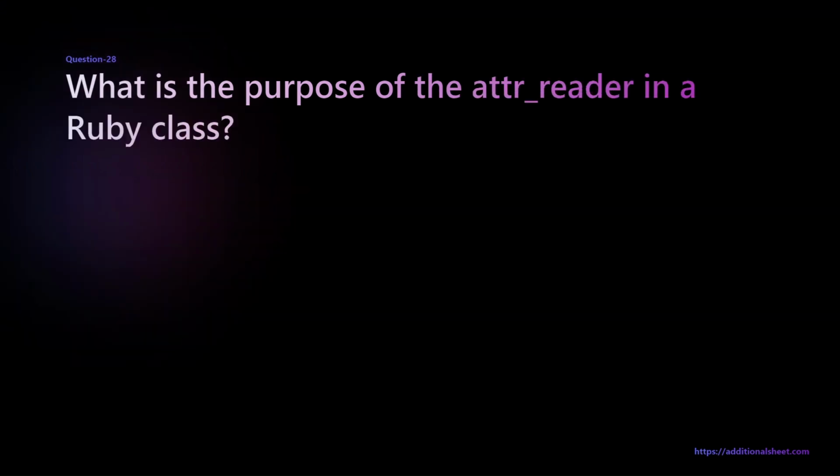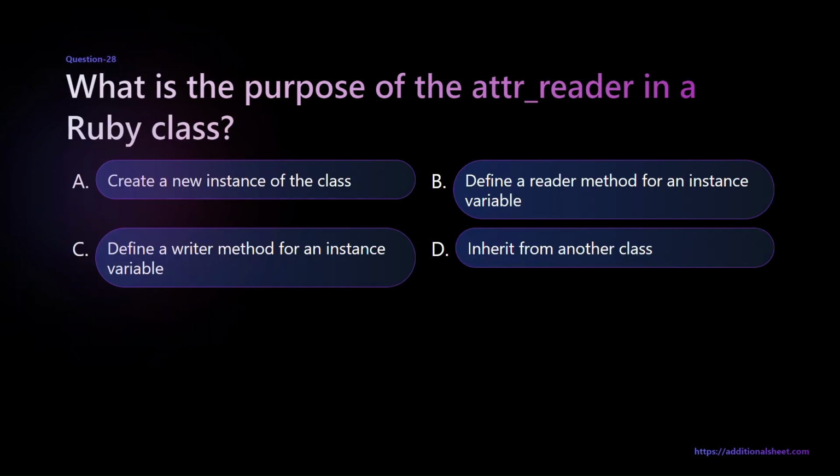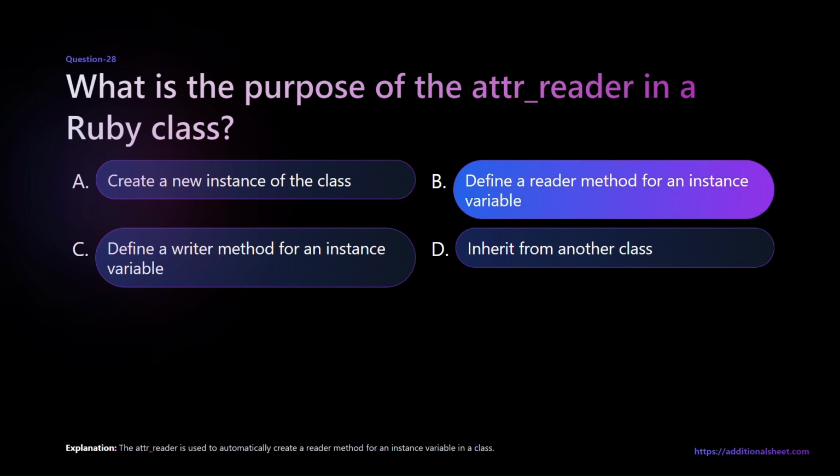What is the purpose of the attr_reader in a Ruby class? Option A, create a new instance of the class. Option B, define a reader method for an instance variable. Option C, define a writer method for an instance variable. Option D, inherit from another class. The correct answer is option B, define a reader method for an instance variable.